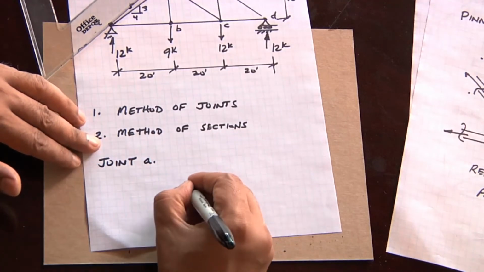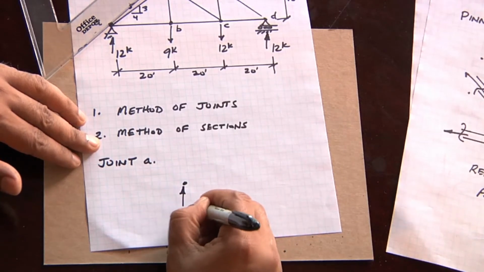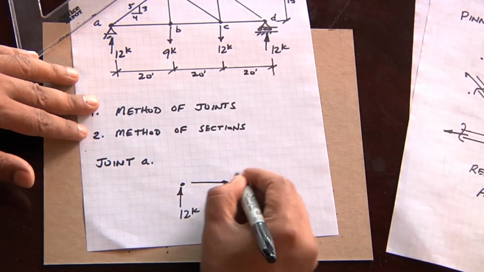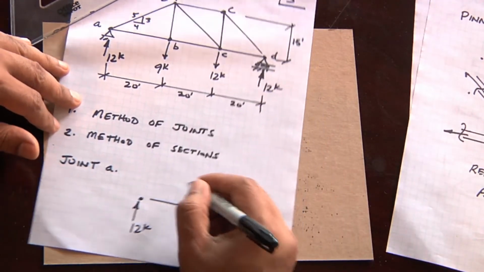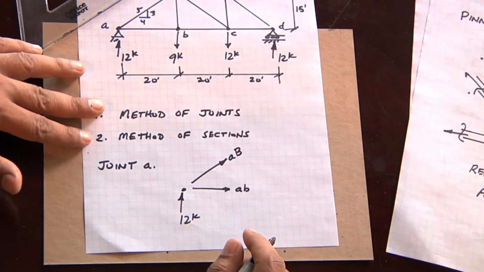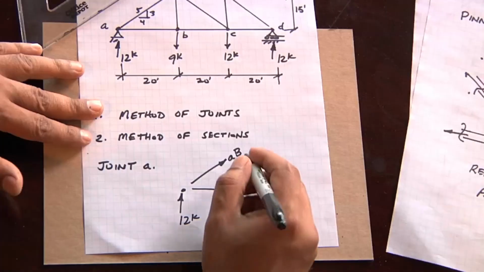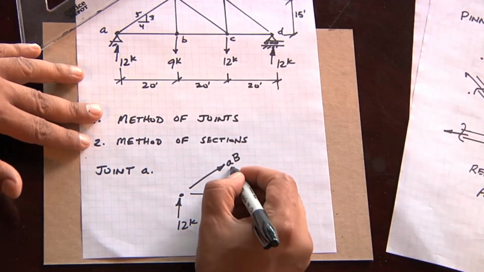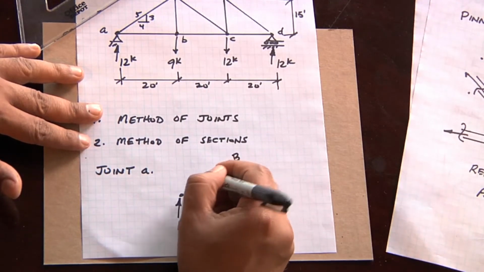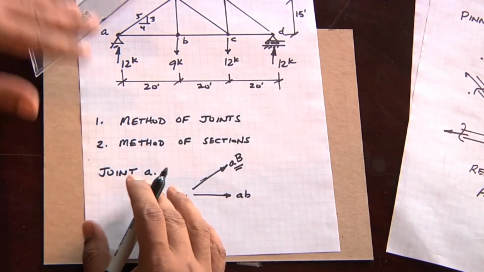So joint A, we have an upward reaction of 12 kips, and we have 2 members, AB, A lowercase b, and A capital B. And I've drawn them both in tension just for simplification for now, and I'll show you how we can determine which one is in tension and which one is in compression. I can tell you right now, just by looking at this diagram, that this is going to be going in the opposite direction. And the reason is that this is broken up into 2 components. Let's look at the vector forces.